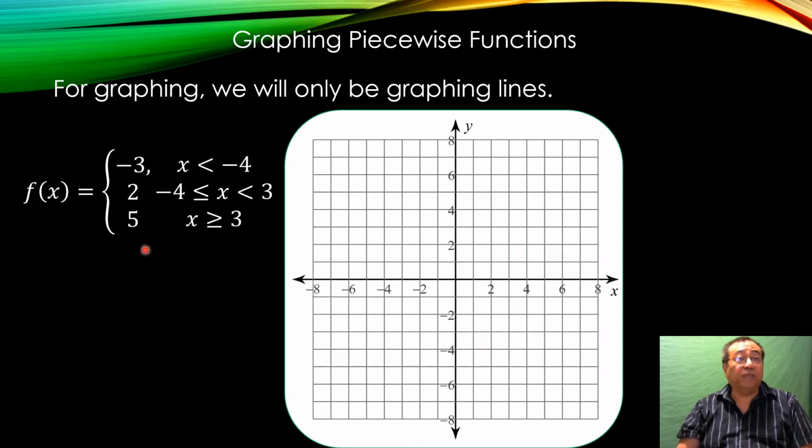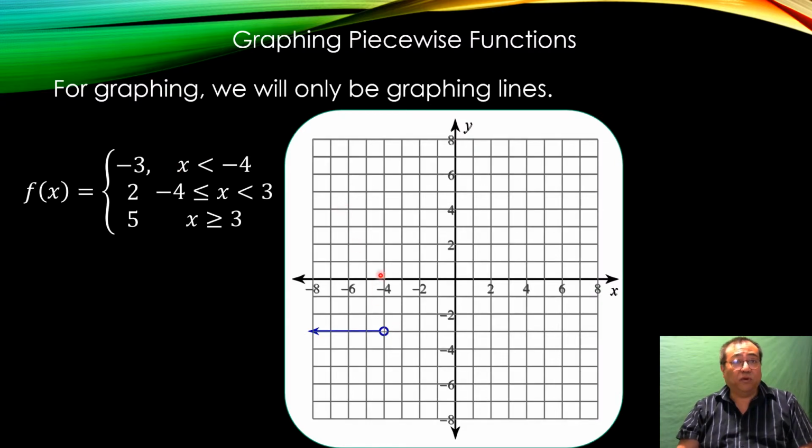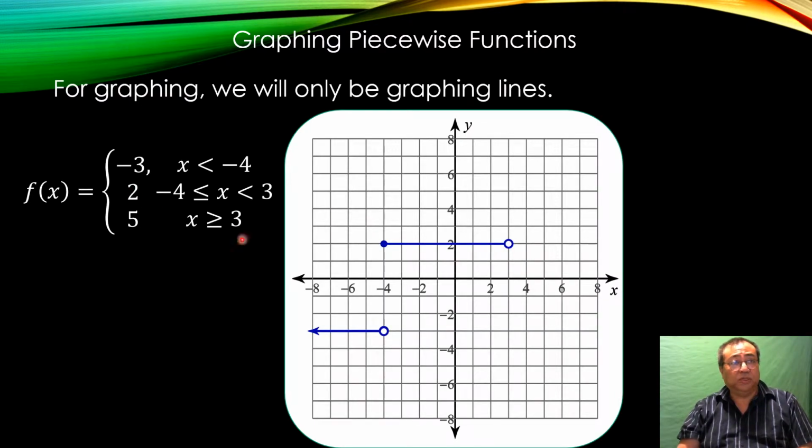So here we have 3 different pieces. So we've got x less than -4. Here, -4 has a y value of -3. The next one, we're going from -4 to 3. From here to here, we're going to graph y equals 2. And for x greater than or equal to 3, it's going to be y equals 5. So that's what we got. So we can have these pieces like this. All right, hopefully it's not too difficult.